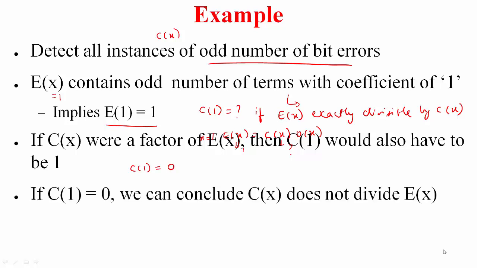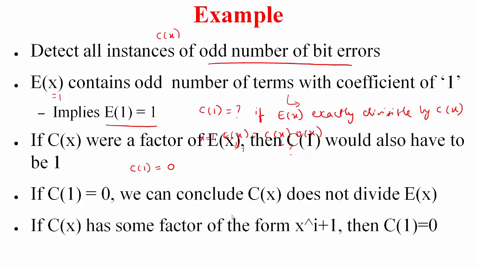a factor of Ex. So now how do you design a divisor polynomial such that when you substitute x is equal to 1, it is going to take on the value 0? If it has a factor of the form x to the power of i plus 1, then C1 is bound to be equal to 0. So there you go, we devised a divisor polynomial that can detect all instances of odd number of bit errors. If I were to set Cx equal to x plus 1, we have seen this error detection algorithm before. Which one is it? That's right, even bit parity.